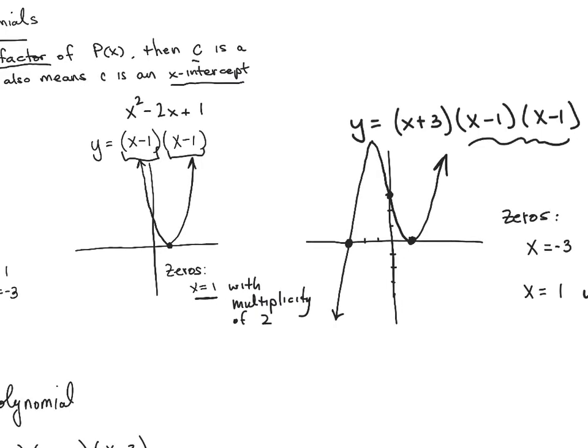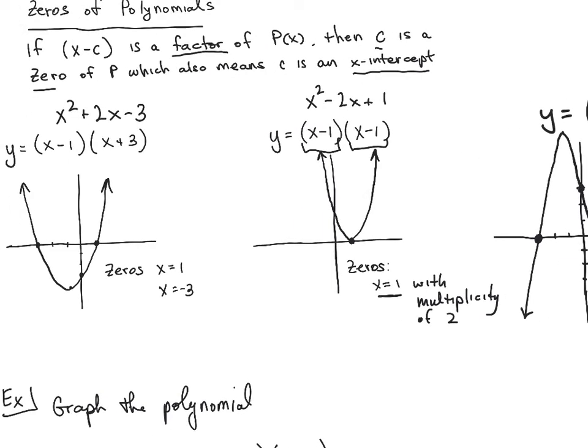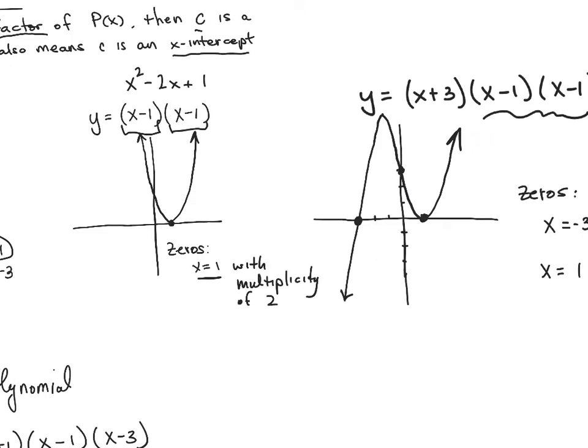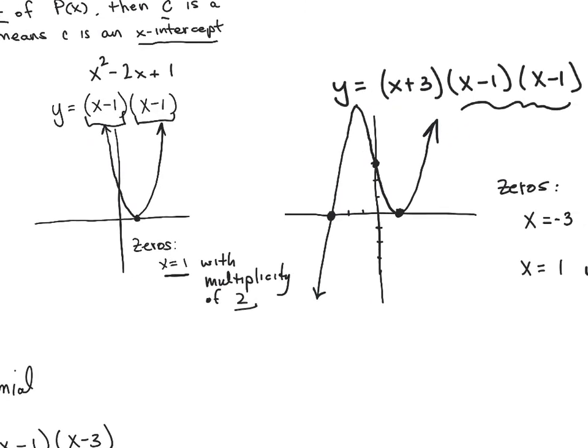Now, if a zero rather comes from a single factor that's not repeated, it has no multiplicity. So you don't need to state that. It's only if a zero comes from repeated factors that you would state the multiplicity. And here's the thing to remember and to write down about multiplicity. If the multiplicity is even, then the zero bounces.